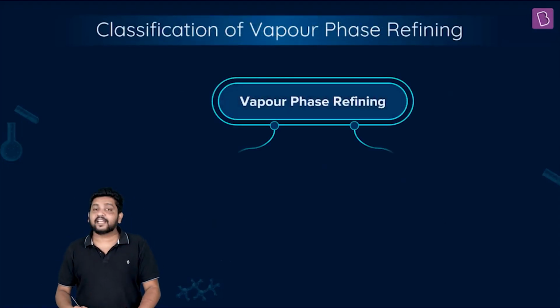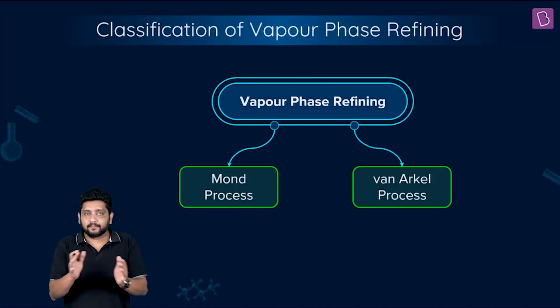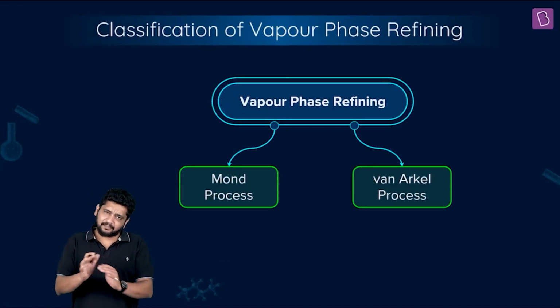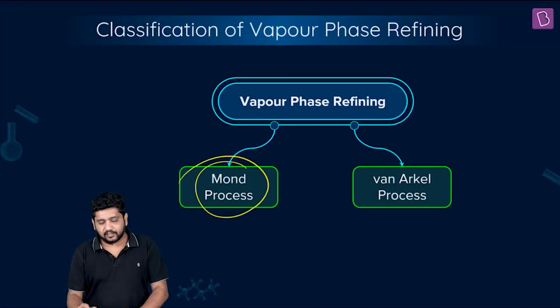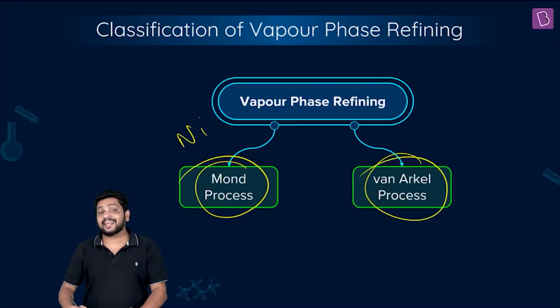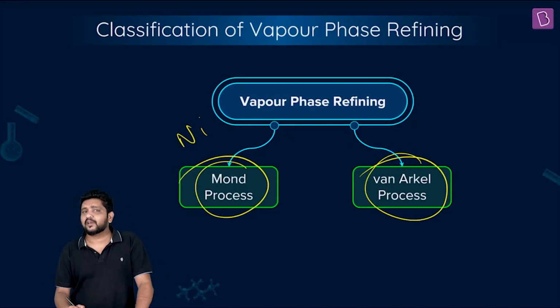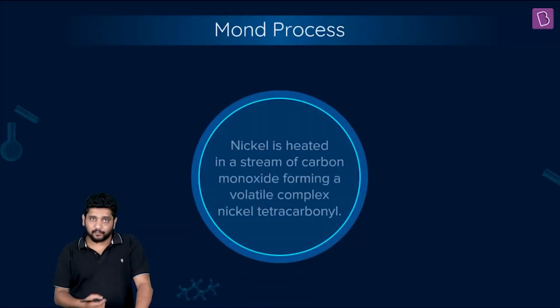So here what do we have? Broadly, this vapor refining process can be divided into two. One is called Mons process, which is specifically used for nickel, and the other is called Van Arkel process, which is primarily used for zirconium and titanium, right? So let's look at this Mons process.